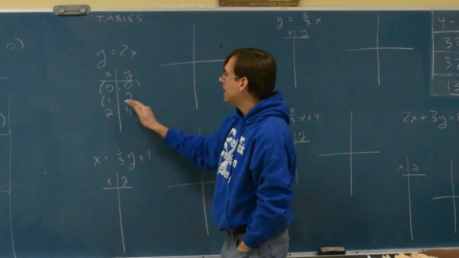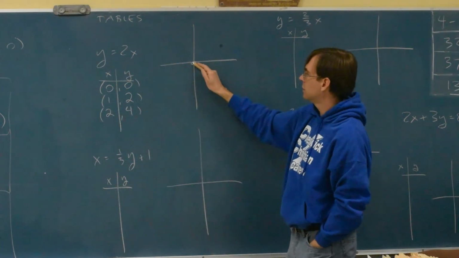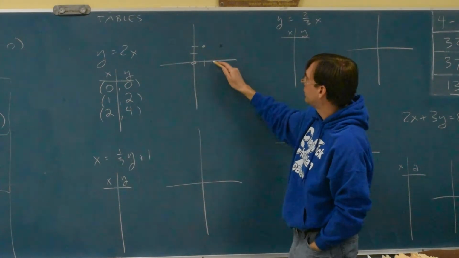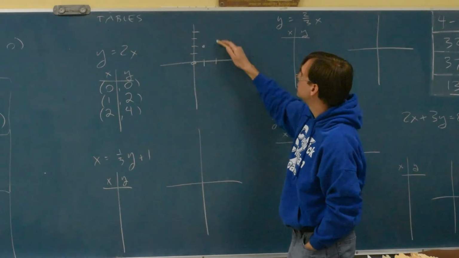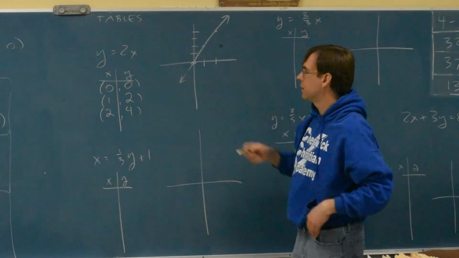And then I'm going to imagine these as ordered pairs. 0, 0 is the origin. 1, 2 is over 1, up 2. 2, 4 is over 2, up 4. And since those do line up, I feel very good that that's my line.